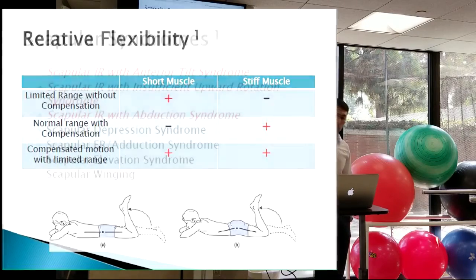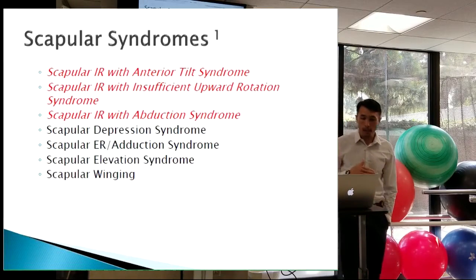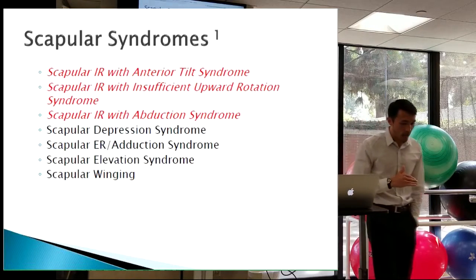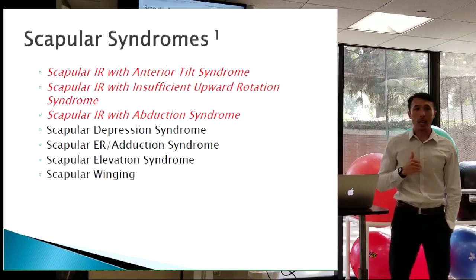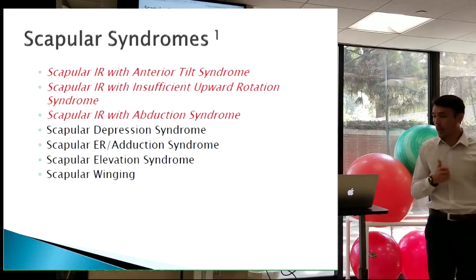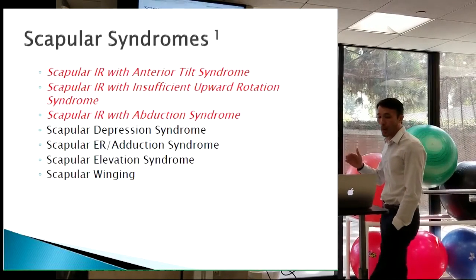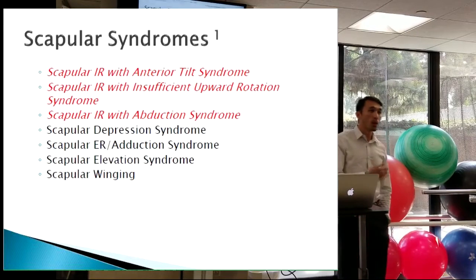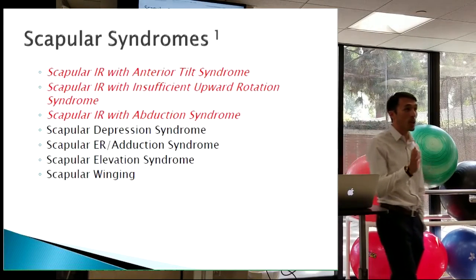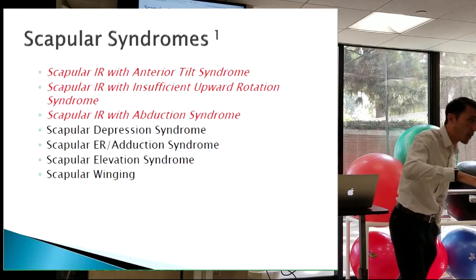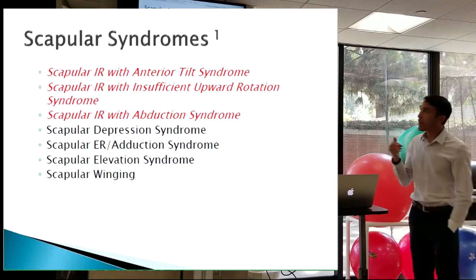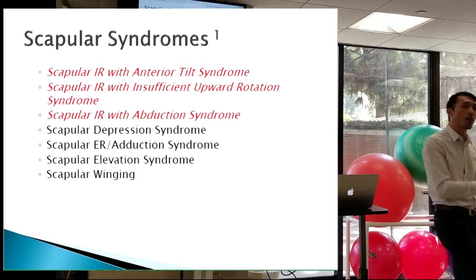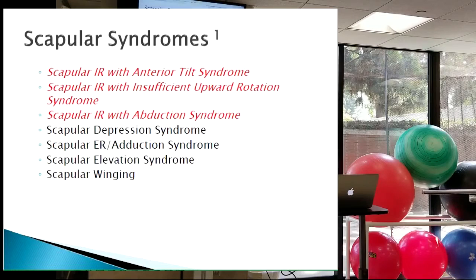I want to review some of the syndromes. It's not that important at this stage, but it's basically looking at the planes that are abnormal. Let's say somebody goes into too much scapular internal rotation and anterior tilt; that's their syndrome. During most of their movements, they're going to internally rotate too much and anteriorly tilt. What's great about syndromes is that when you name something, it's easy for another practitioner to understand what's going on.